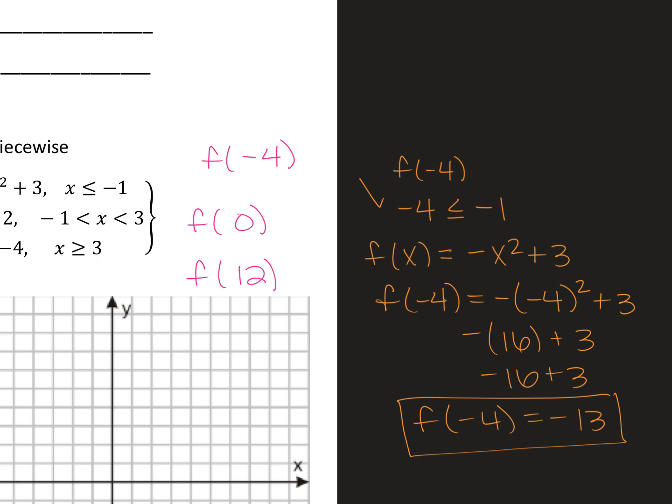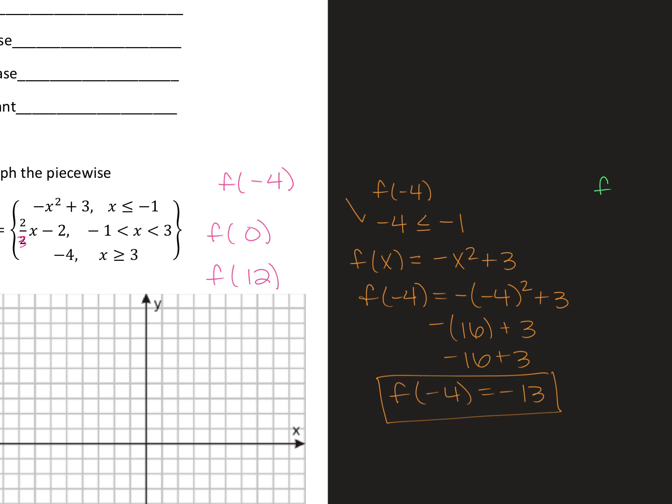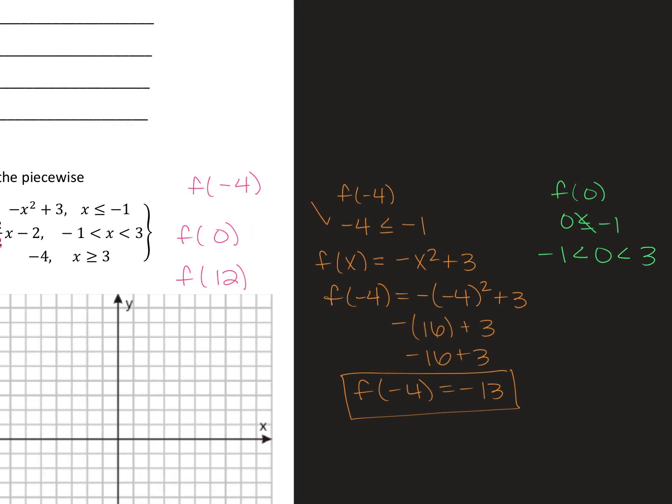If then we find f of 0, that means that you're going to plug that 0 in for those inequalities. Is 0 less than or equal to negative 1? Nope. Can't use that top one. Is negative 1 less than 0, which is less than 3? Yep. So we will use f of x.